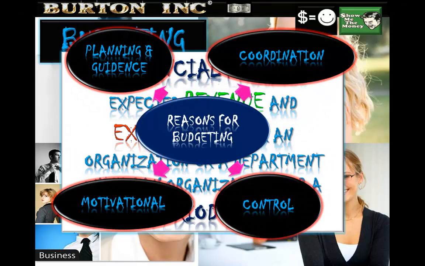Why do we budget? What are the reasons behind budgeting? Planning and guidance is a very, very important area. Now, a budget is going to inform managers whether they are going in the right direction financially. All businesses have organisational objectives, and if they don't, shame on them, because they're so important. Budgeting is going to help to measure the progress made towards achieving those targets.